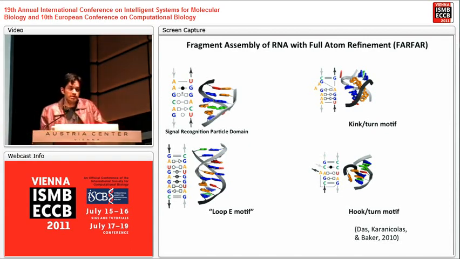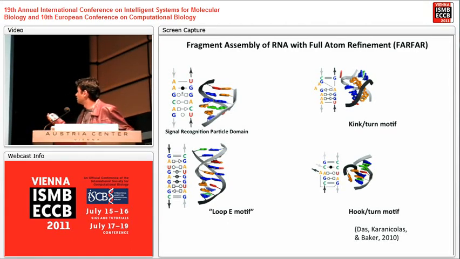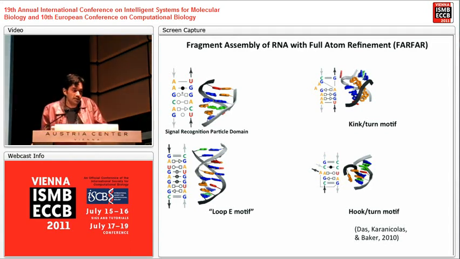They act as protein recognition sites throughout translation. This is the two-way junction that mediates a sharp kink between adjoining helices in riboswitches and other functional RNAs. And we also studied multi-stranded motifs like this hook turn motif.